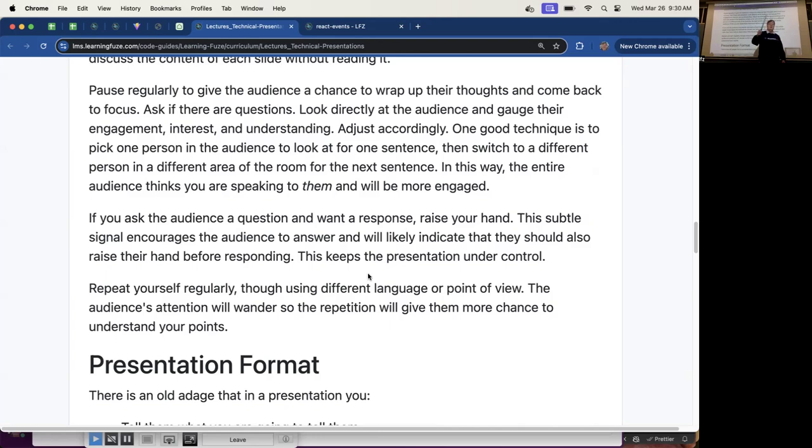And every once in a while, I'll get there. Make sure when you do this that you flip from one side to different locations in the room when you're talking to them. Don't always just pick people in this section, but just bounce around.